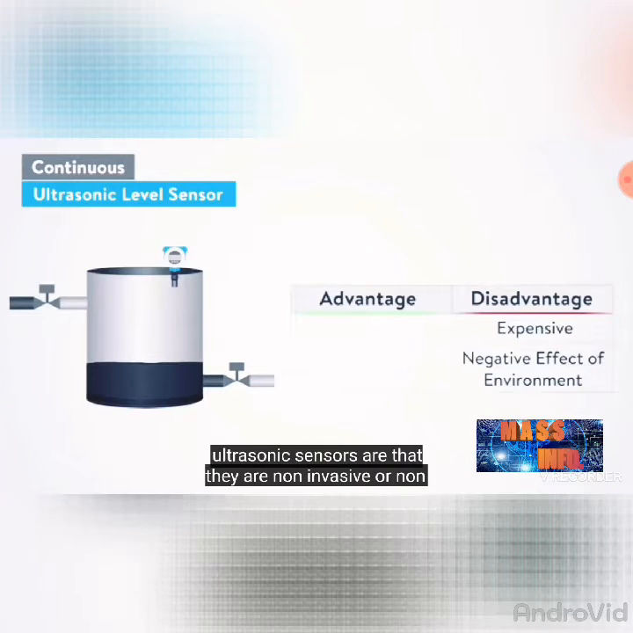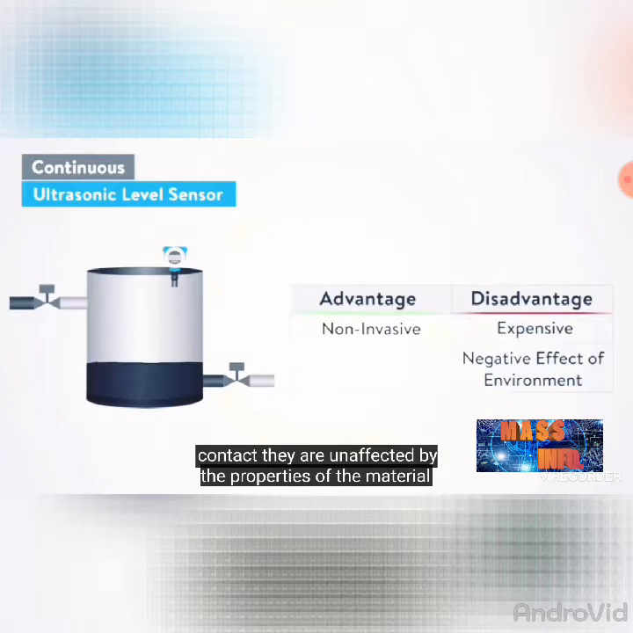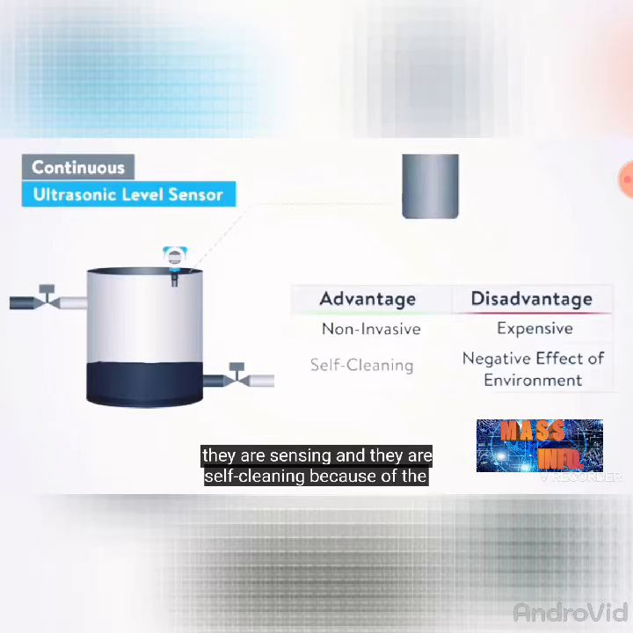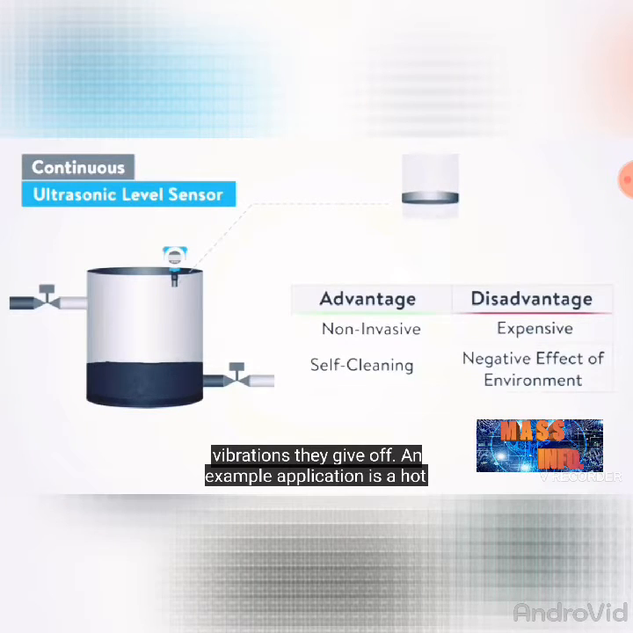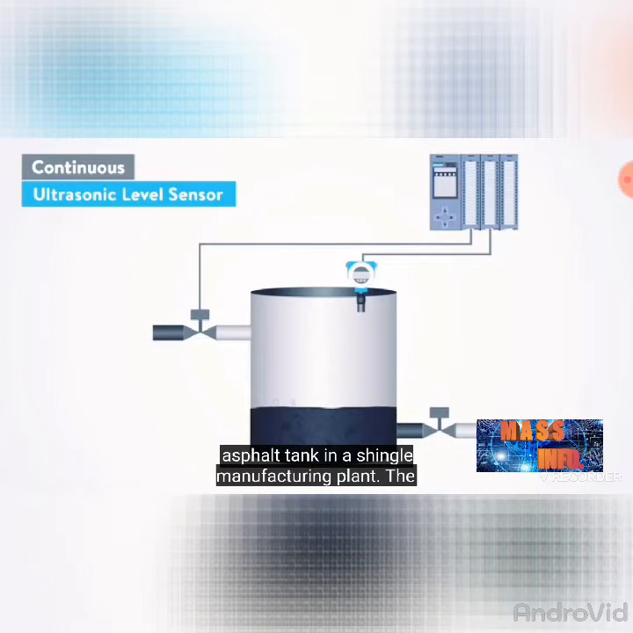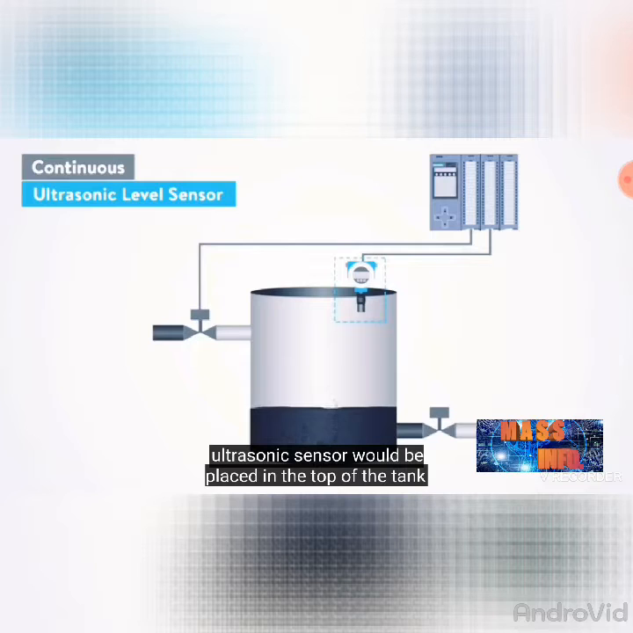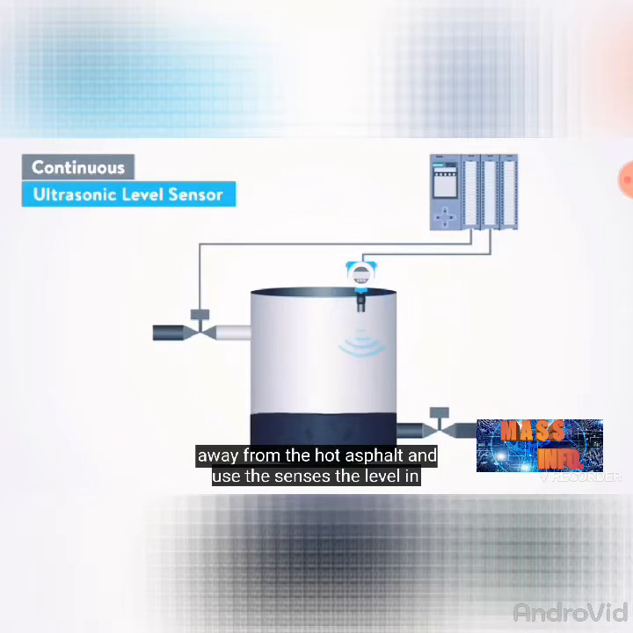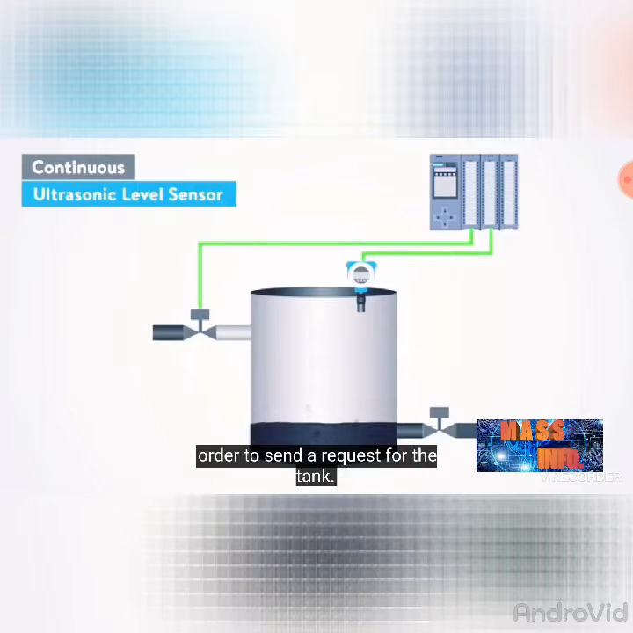The benefits of ultrasonic sensors are that they are non-invasive or non-contact. They are unaffected by the properties of the material they are sensing, and they are self-cleaning because of the vibrations they give off. An example application is a hot asphalt tank in a shingle manufacturing plant. The ultrasonic sensor would be placed in the top of the tank, away from the hot asphalt, and used to sense the level in order to send a fill request for the tank.